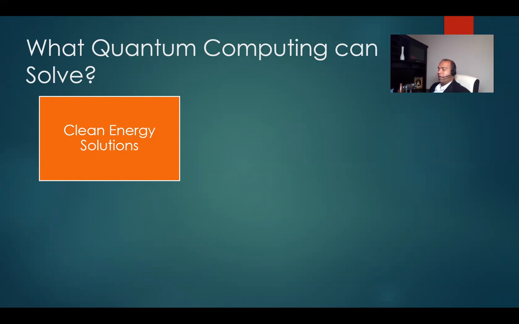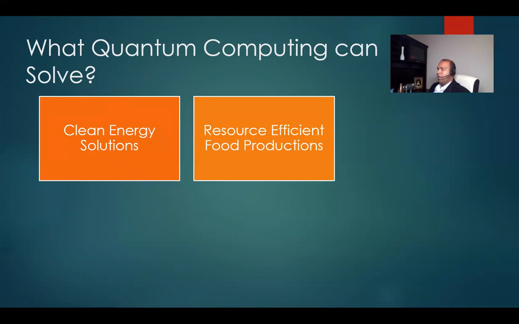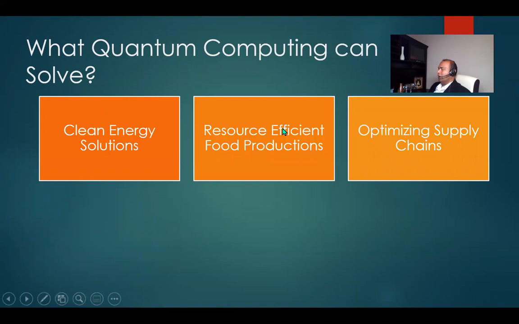And quantum computing can yield good solutions, clean energy solutions that are very much needed. And it can enable resource efficient food production. And this with COVID is much more critical. There are predictions that food shortages can happen if there are going to be challenges in future. And if the food shortages are happening, that means we are not having a good supply chain, right? So the supply chain has to be optimized, and the farming and so much stuff has to happen.